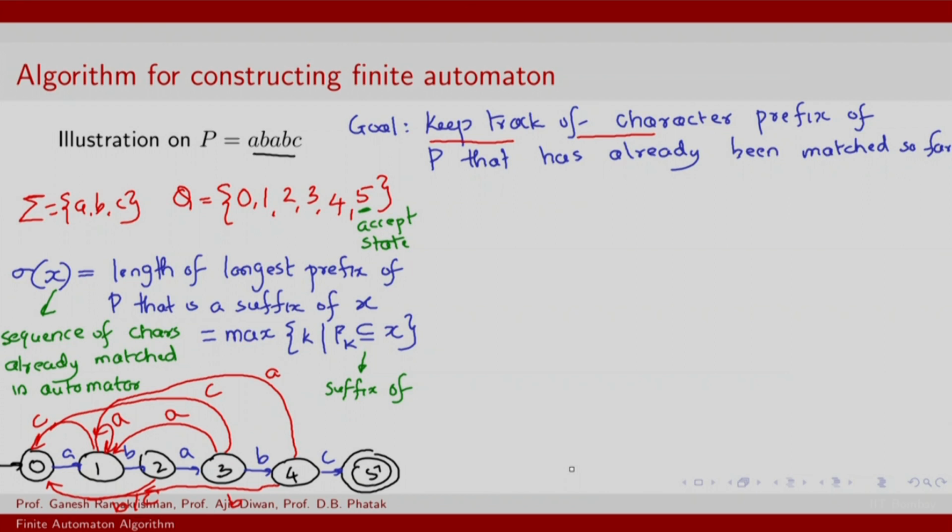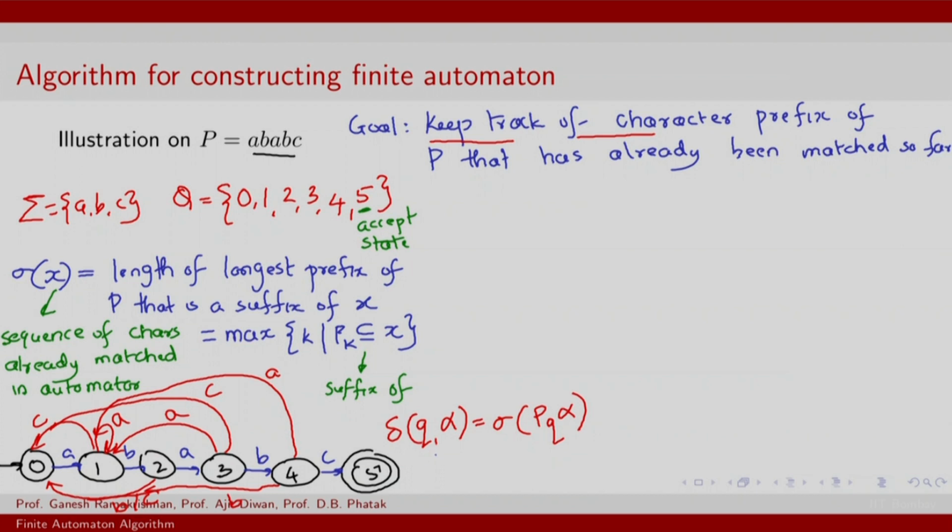Now what does this translate into? Summarily, what we are saying here is that the delta, the transition from a particular state Q on seeing any particular character alpha, will be sigma of the prefix of the pattern P that led me to Q, that is PQ, but appended with alpha. This is exactly what we see here.